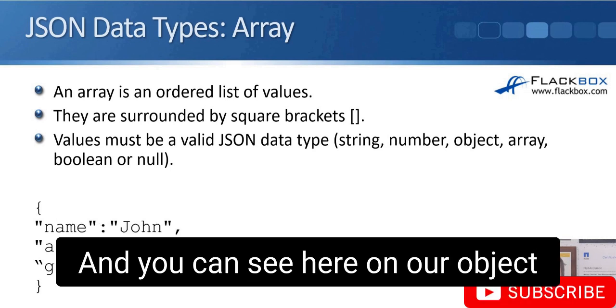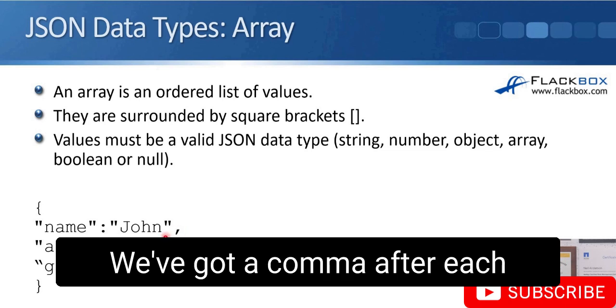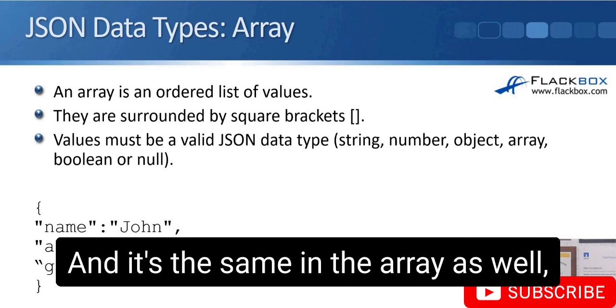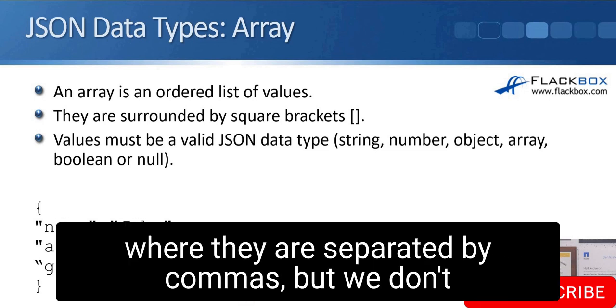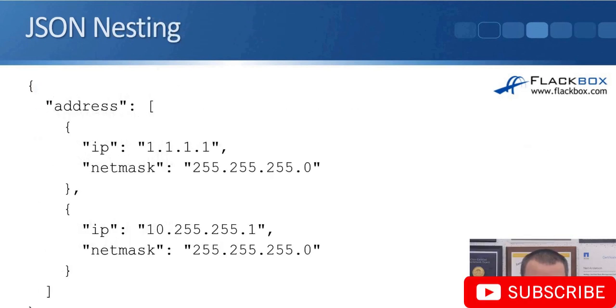And you can see here on our object that each of the key value pairs, we've got a comma after each one, apart from the last one. And it's the same in the array as well, where they are separated by commas, but we don't have a comma after the last one there.